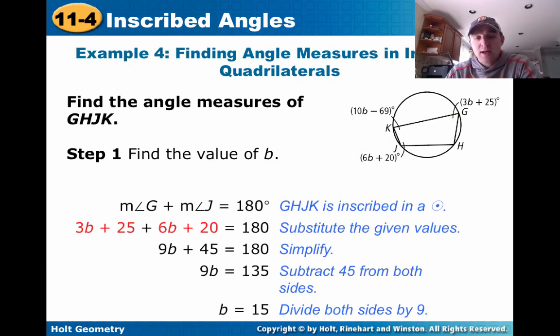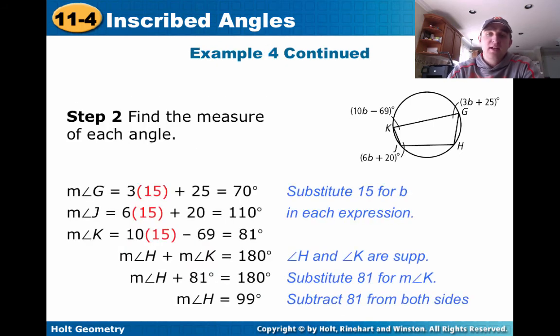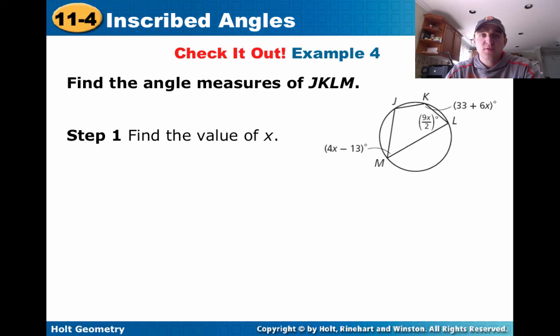So you kind of see here, I add those together, set it equal to 180, I solve it all out, I get B is equal to 15. Well, once B is 15, then I can plug it back in to all of these. That's going to give me 70, 110, and 81. And then for angle H, I know that's just supplementary with angle K. So whatever K is, in this case 81, I can subtract that from 180. I know angle H has to be 99. So by just setting those two equal to each other, G and J, I can figure out what B is, and I can solve all four of these angle measures.